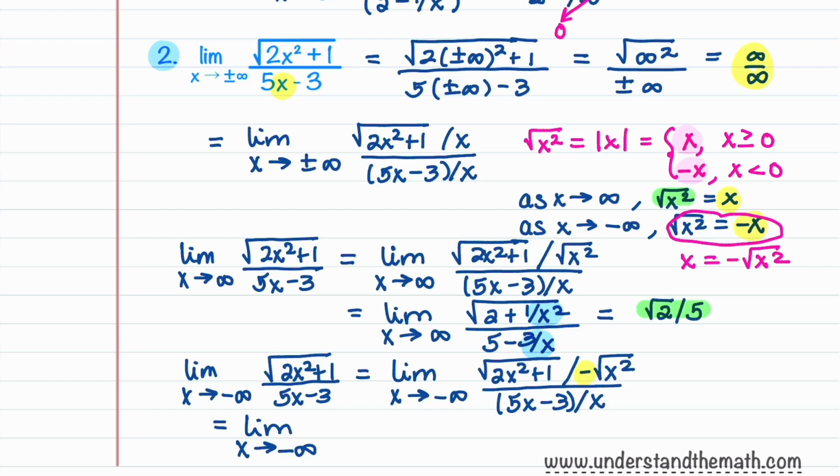Do you see this minus sign right there? We are going to take that out in front. So we have minus square root. Now we can take the x squared inside the other square root, and this becomes 2 plus 1 over x squared, just dividing everything. And then in the denominator, we have 5 minus 3 over x. As x goes to minus infinity, this term and this term are going to go to 0, and we're left with an answer of minus the square root of 2, all divided by 5.